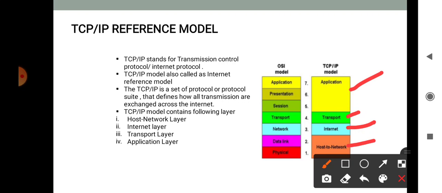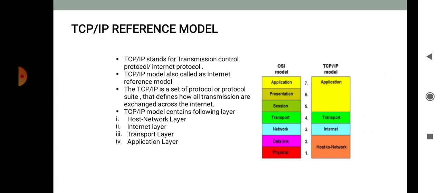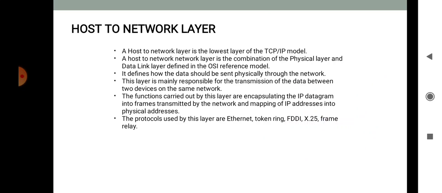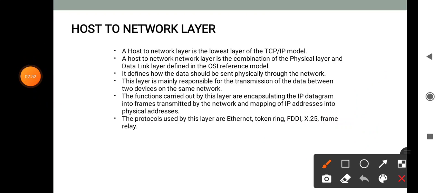First is the host to network layer. The host to network layer is the first layer of the four layer TCP/IP model. It is the combination of the physical layer and data link layer defined in the OSI reference model, and it defines how the data should be sent physically through the network. This layer is mainly responsible for the transmission of data between two devices on the same network. This is the main difference between it and the other layers.